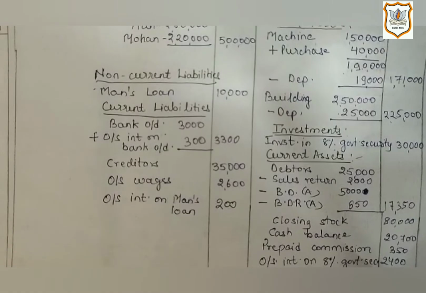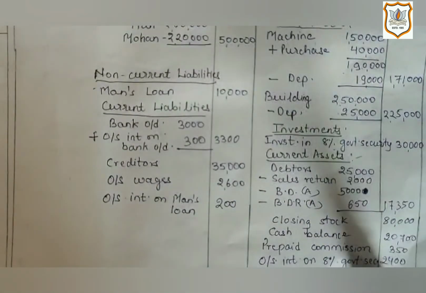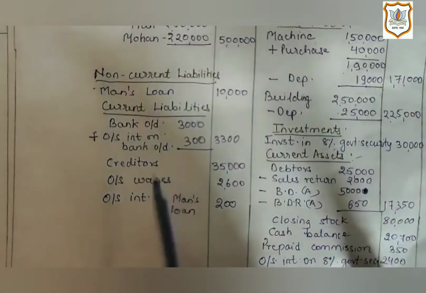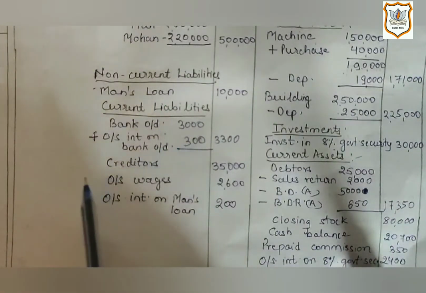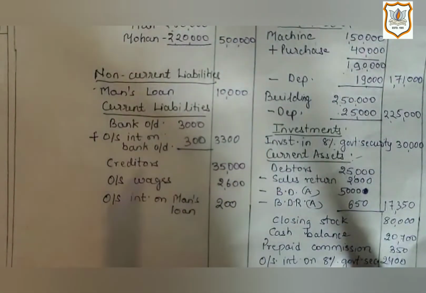Here, one more thing I would like you to notice: in the trial balance, the fourth last item is given with the name bank account and cash account, and balances are given on both sides, that means on the debit side as well as on the credit side. The amount which shows a debit balance, that is 20,700, is the cash balance, and the amount which shows a credit balance, that is 3,000, is the bank overdraft.